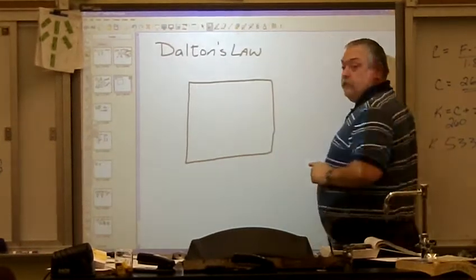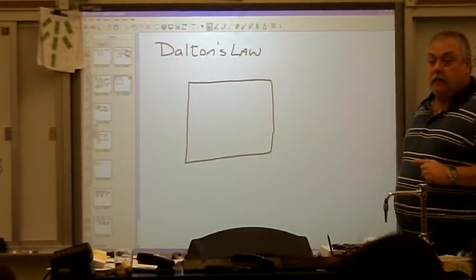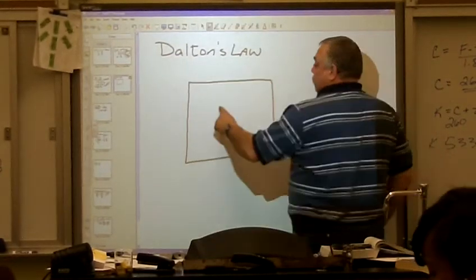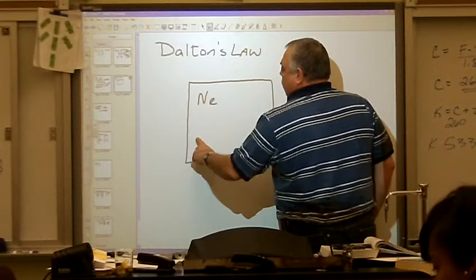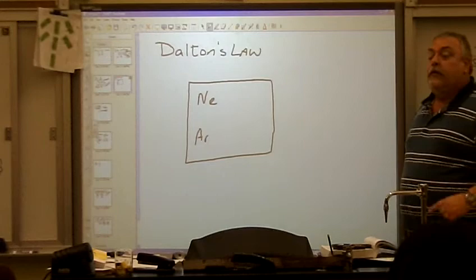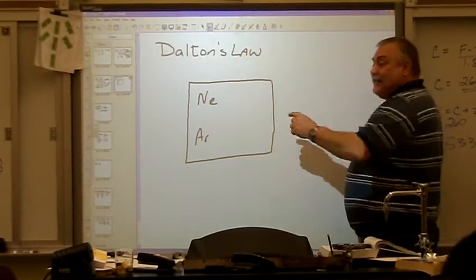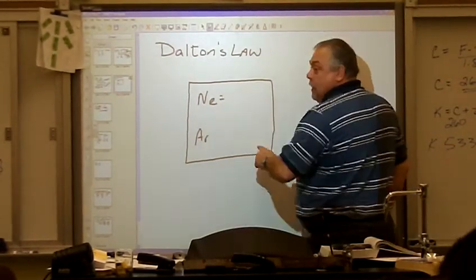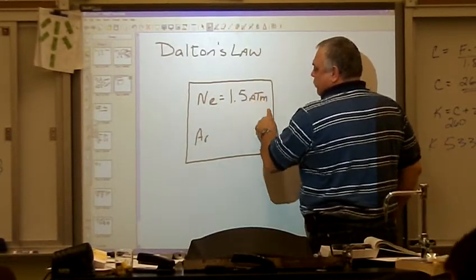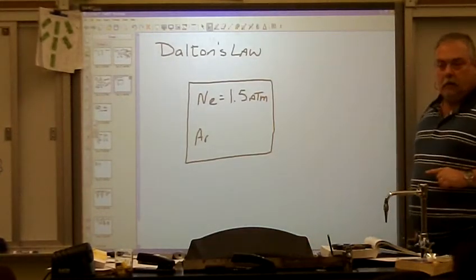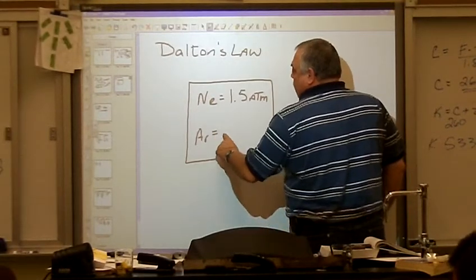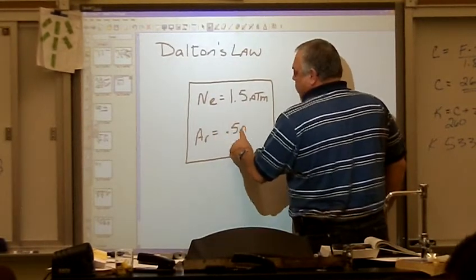Here is a container. Inside this container, there are 2 gases. There are neon and there is argon. The pressure inside this container caused by neon is 1.5 atmospheres. The pressure caused by the argon in this container is 0.5 atmospheres.